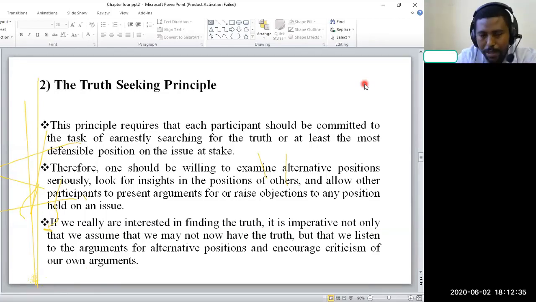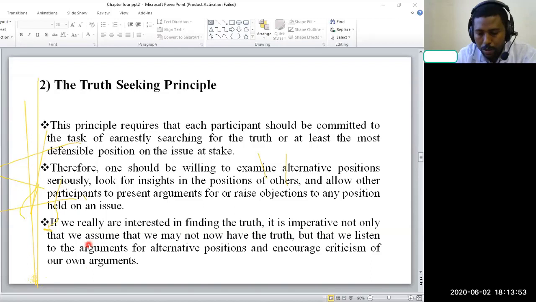You must be a truth seeker, appreciating truth, admiring truth, accepting truth. So this principle, as the principle of critical thinkers, says you should be willing to examine alternatives, positions, and reasoning, look for insights in the position of others, and allow others to participate and present arguments, rights, or objections to any position held on the issue. The more we examine different alternatives, the more we will get the chance to know the truth.